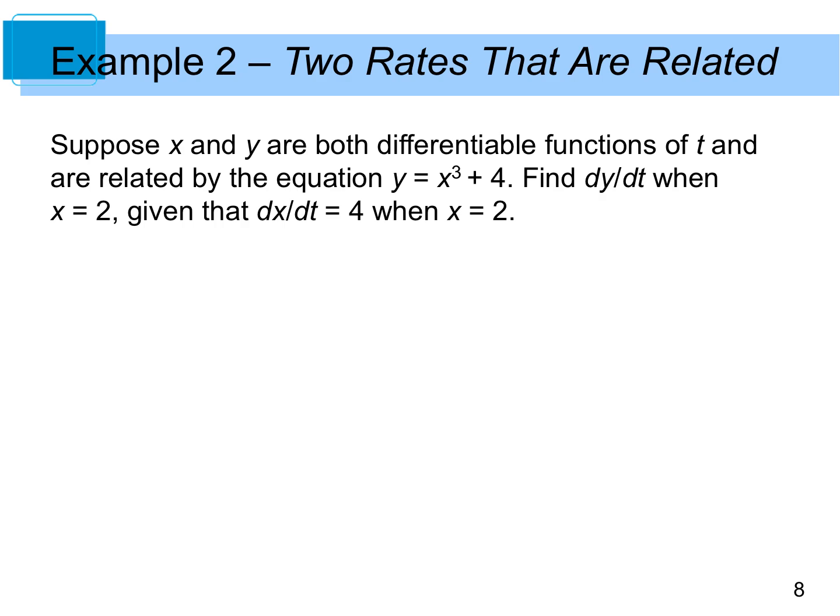Let's do the same thing for example 2. So we're going to take the derivative here. We want to find dy over dt when x equals 2, given that dx over dt is 4 when x equals 2. So let's find our derivative. What's the derivative of y?